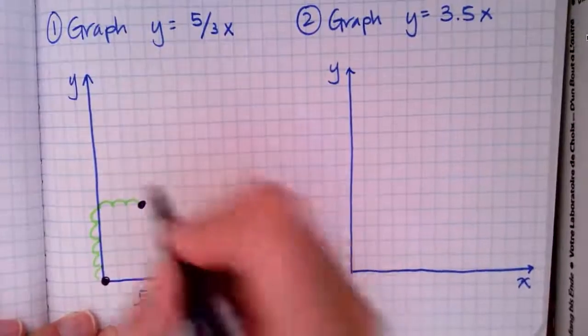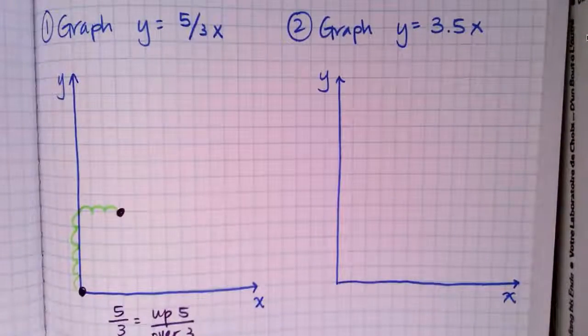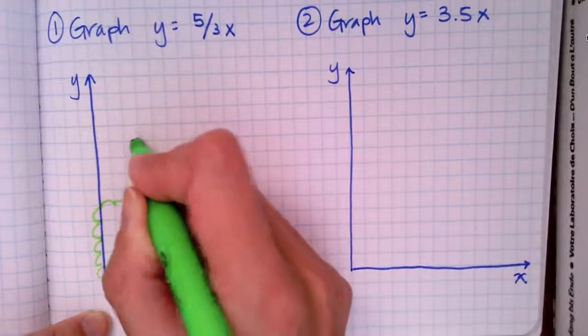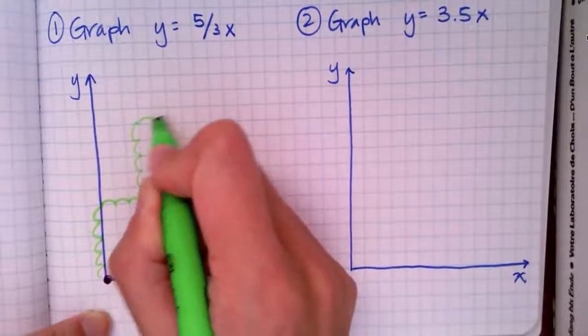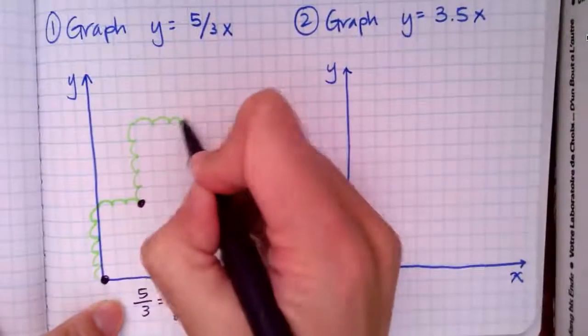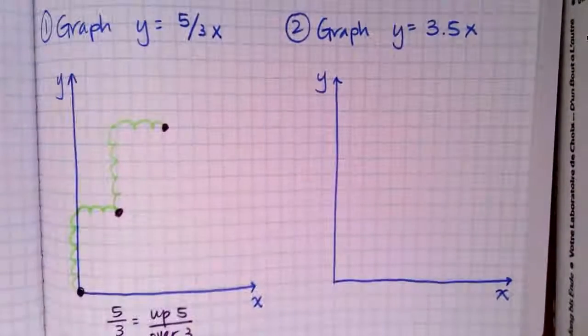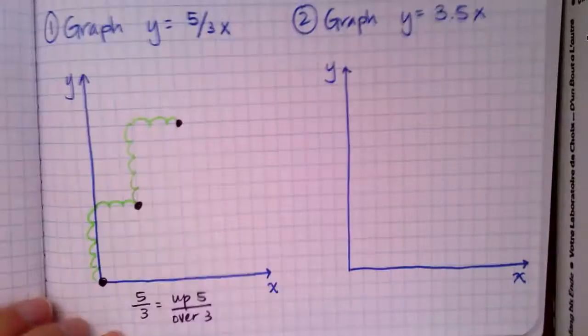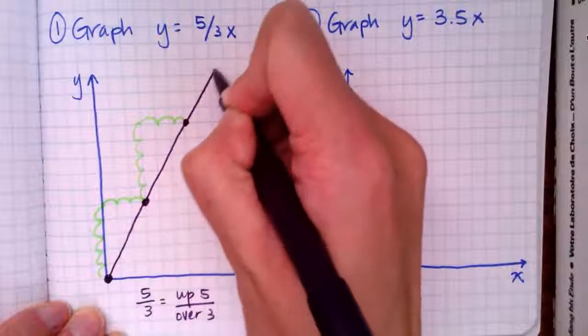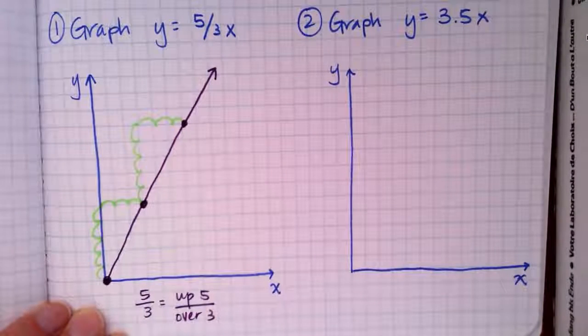You can do it again. Up 5. I like to use different colors so it doesn't get mixed up. 1, 2, 3, 4, 5, and over 3. 1, 2, 3. And then once you got that, then you're just going to take a ruler, which I don't have right now. And so I'm going to try and draw a straight line. Boom. And then you just connect them.